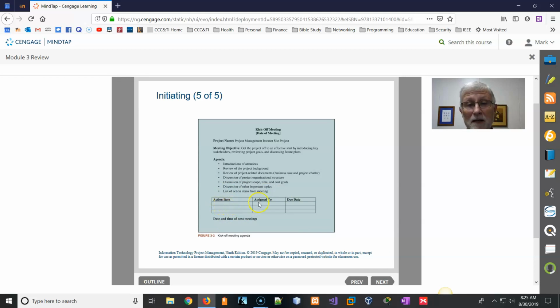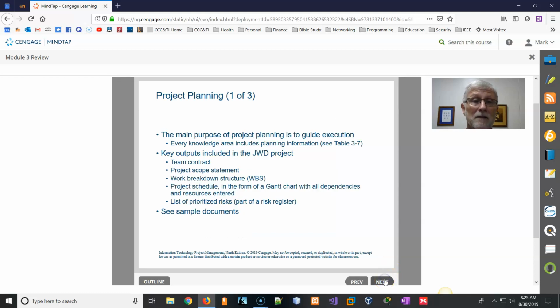What's the item that needs to be done? Who is it given to? And when is it due by? It's key for every project manager to keep track of this because it's very easy for people to get busy and not do what they're expected to do.